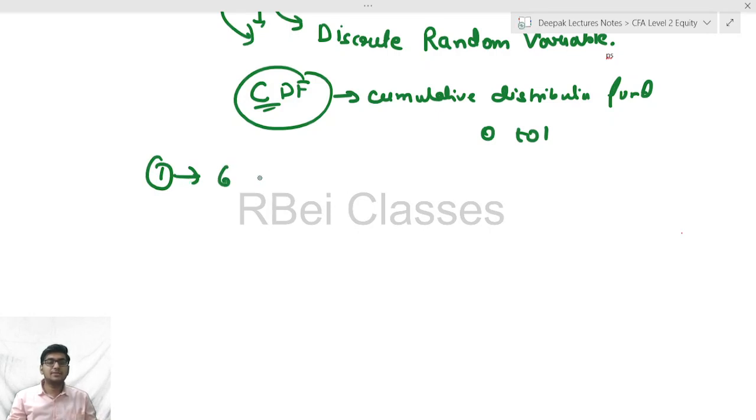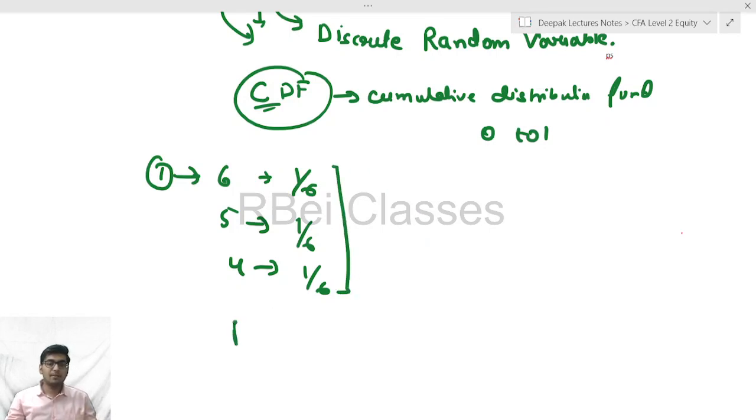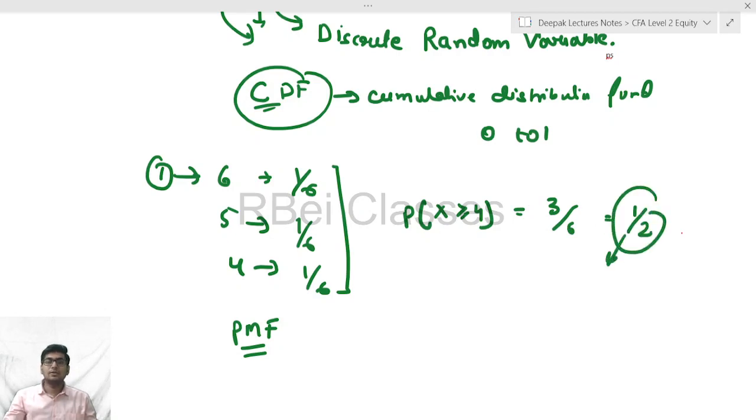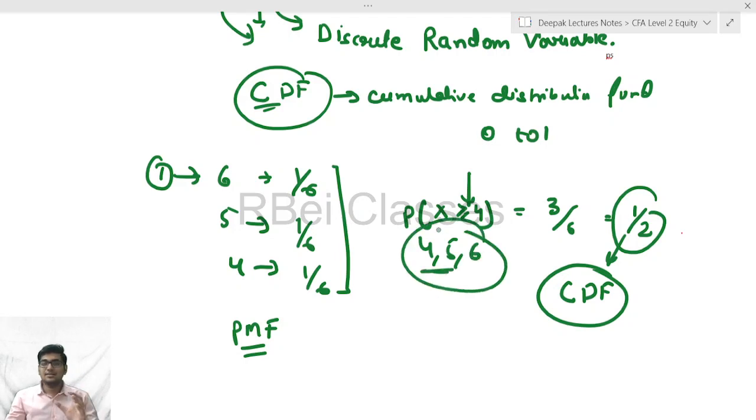Its value lies between 0 to 1 means, I know that if I roll a dice, what is the probability of getting 6? 1 by 6. What is the probability of getting 5? 1 by 6. What is the probability of getting 4? 1 by 6. These all are PMF, probability mass function. Clear? But if I ask you, what is the probability that if I throw a dice, the value of x will be greater than or equal to 4? Then the answer is 3 by 6, or you can say 1 by 2. This is your cumulative distribution function, where I am not asking about a single value. I am asking about values 4, 5 and 6. That is known as CDF.